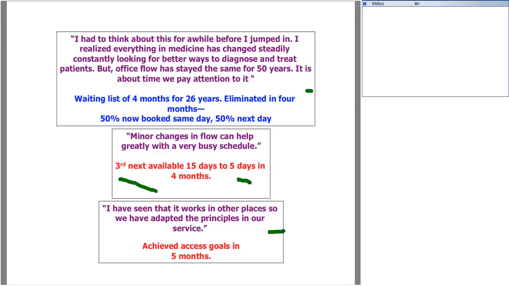And then finally, a provider who said, I've seen that this works in other places, so we've adapted the principles in our service. And the real key to this is understanding that every practice is a little bit different. There certainly are similarities, and we really try and focus on the general principles for improving access. But there are lots of strategies that you're going to hear about over the next several weeks that may need to be adapted to your unique situation. And we really encourage that.